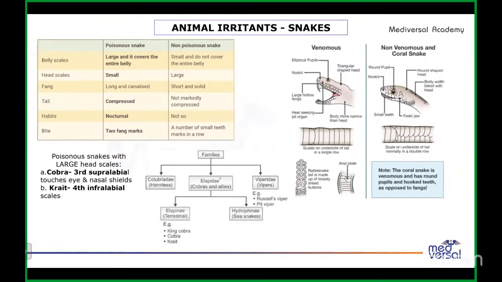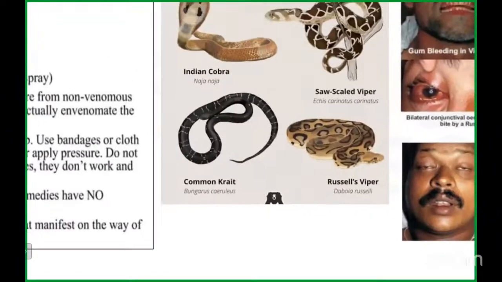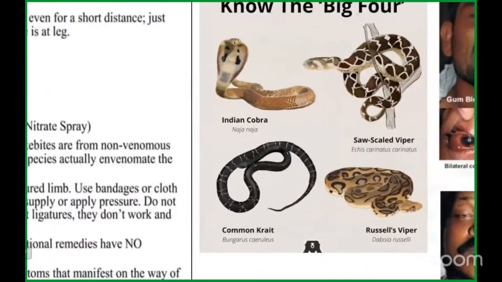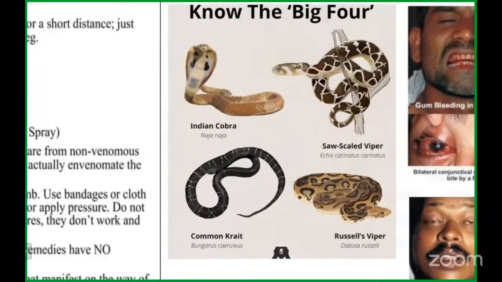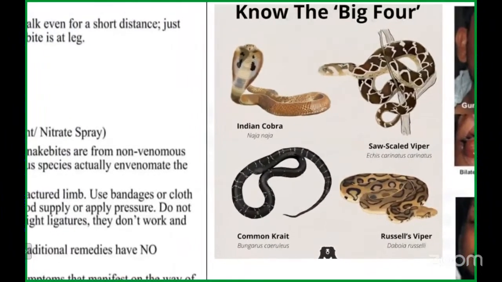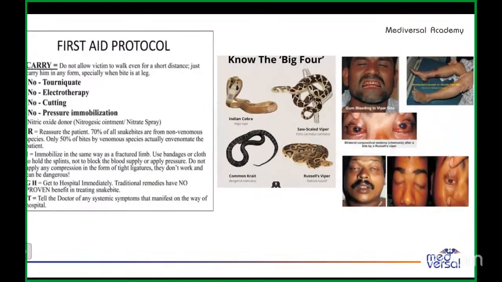And in fact, I'll be showing you this slide. This is known as the big four: the Indian cobra, the saw-scaled viper, the common krait, and the Russell's viper. These are the main four species of snakes that we find in India. And whatever anti-snake venom is being prepared in India, mainly by the labs in Chennai, is effective only against these four species of snakes. For other poisonous snakes, it may be effective, but not as efficacious as it is for these four varieties of snake.